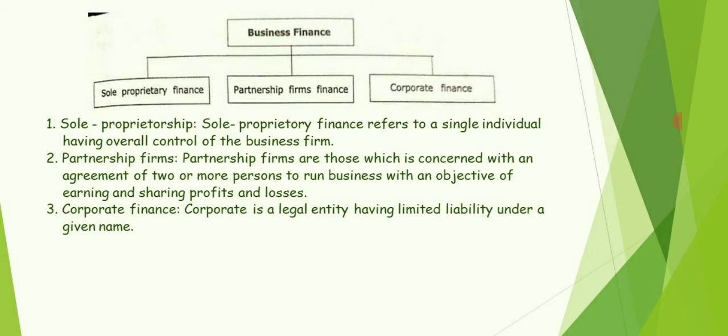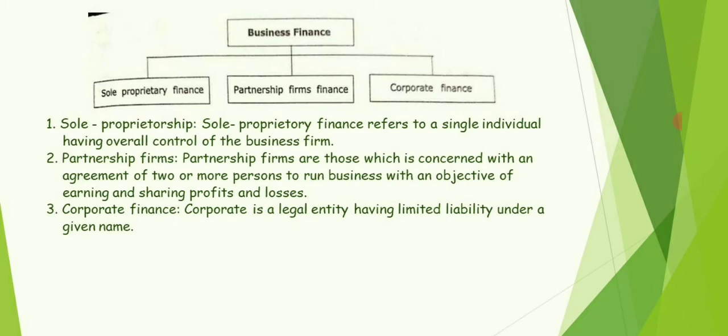So here business finance can be classified into three categories. One is sole proprietor finance, second one is partnership firms finance, and third one is corporate finance.